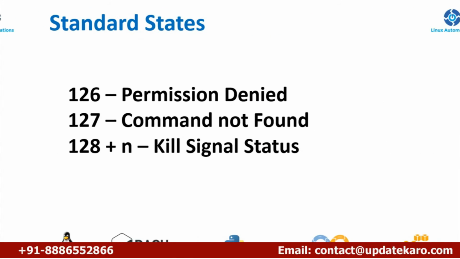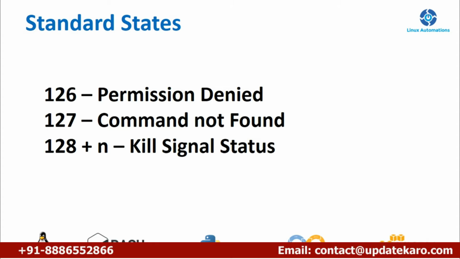So let's talk about some standard statuses. It is always recommended for the user not to use values more than 125. So it is always recommended to use the values from 0 to 125, whereas the remaining values are widely used by the system. Here are some of the standard values: 126, which is nothing but permission denied.